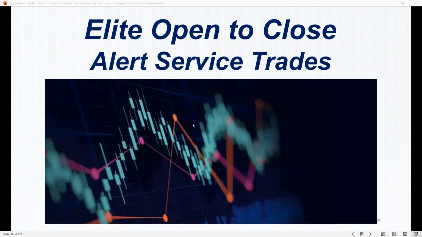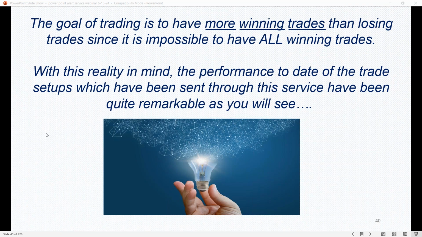And then let's take a look at the alert service. The goal of trading, basically in my opinion, is to have more winning trades than losing trades, right? Since it's impossible to have all winning trades. Now you could have more losing trades, but the big winners are huge. But typically that's going to stress you out. I don't like a lot of stress, so I look for high winning probability trades. So in and out, in and out. I'm not looking for every trade to be a home run. So singles and doubles, and then occasionally we hit that big home run.